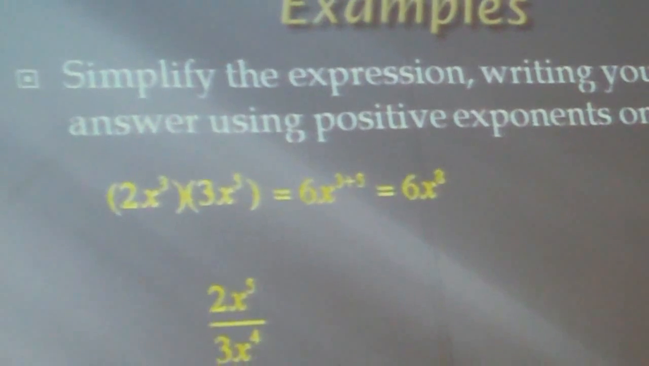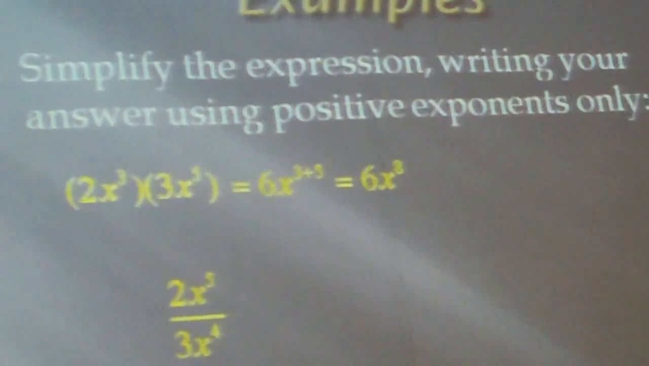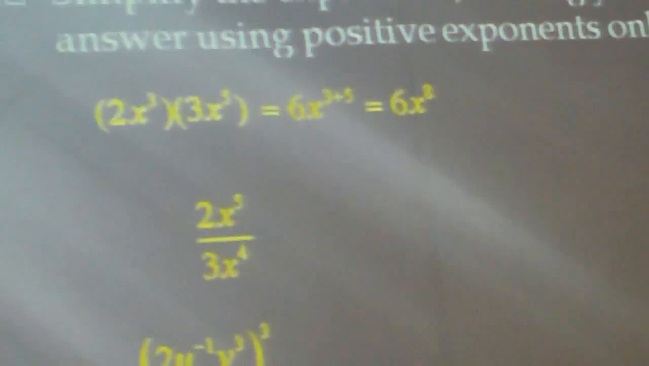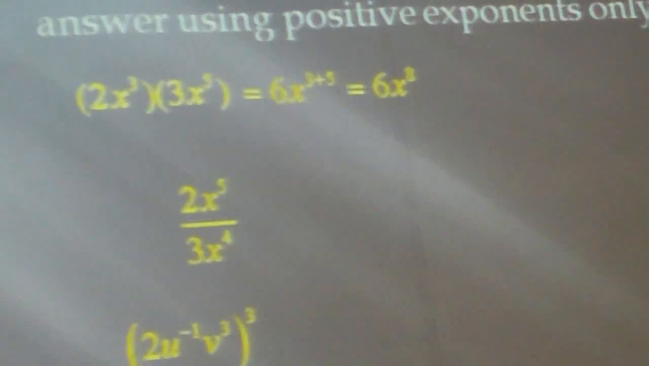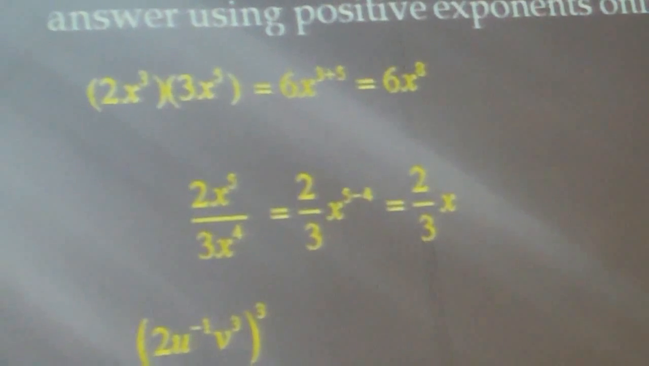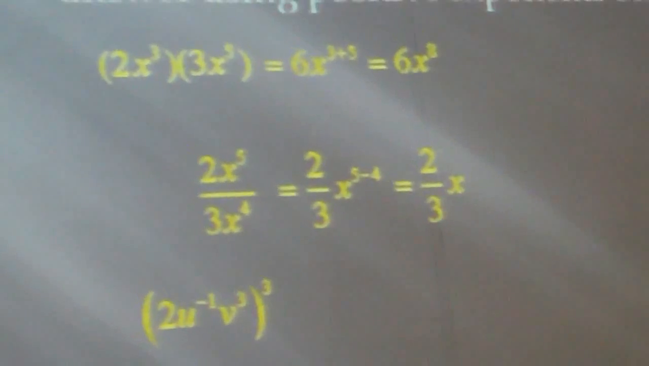Alright, number 2 is 2x to the 5th over 3x to the 4th. Can I do anything with the 2 and 3? No, it doesn't reduce. 5 minus 4 is x.